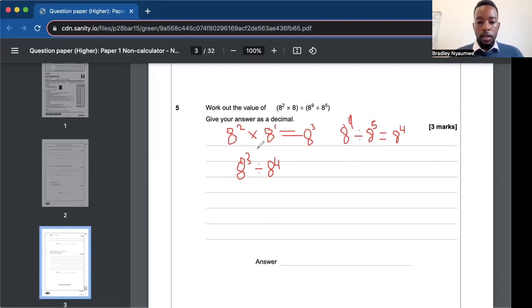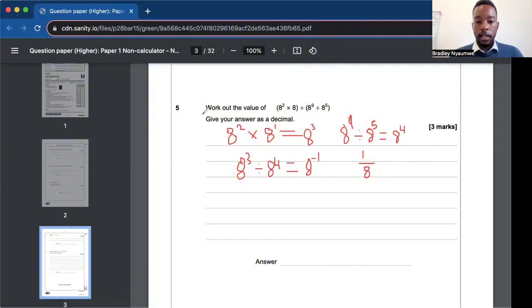So 8 to the power of 3 divided by 8 to the power of 4. Again, we're dividing. So what do we do with the indices? We take them away. So 3 take away 4, what is that? 3 take away 4 is -1. So that is the answer to that, 8 to the power of -1. Now, when we have 8 to the power of -1, what is that equivalent to? Well, that is equivalent to 1 over 8. So this is the answer to this, 1 over 8.